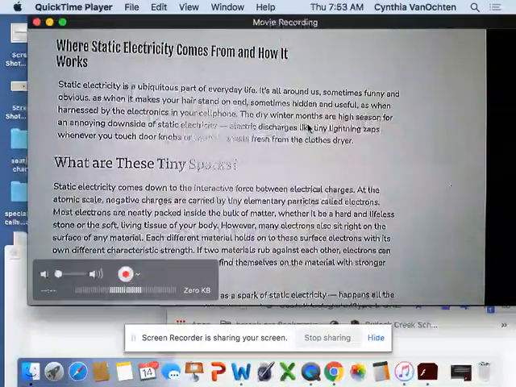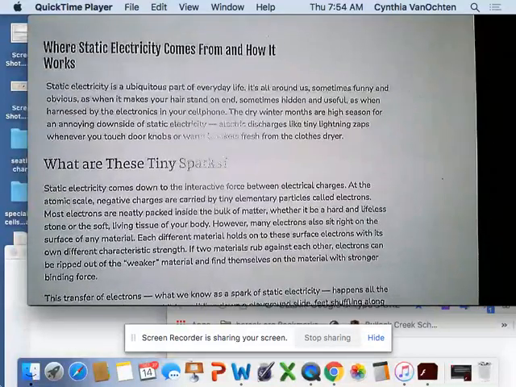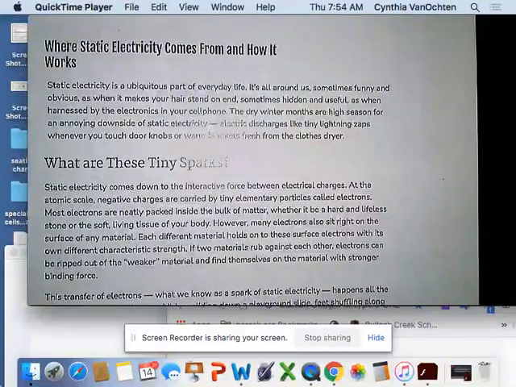All right, so again, the reason why we're going over this intro is to make sure that you can model what's happening to the charges during a static electricity event, okay? So let's read our introduction here.